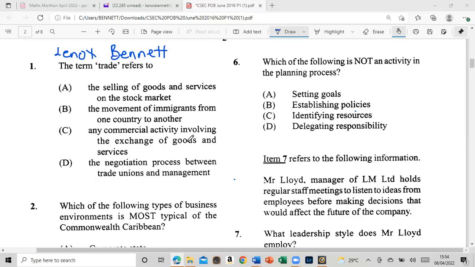All right, so let's go. First one, this is a POB paper. I'm not gonna say the year. This one is what one, because they repeat every year, all right? The term trade refers to, is it A, selling of goods and services in the stock market, B, movement of immigration from one country to another, or is it C, any commercial activity involved in the exchange of goods and services? All right, so that is C.